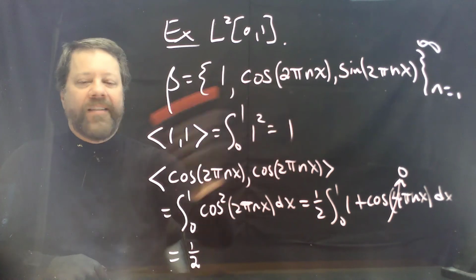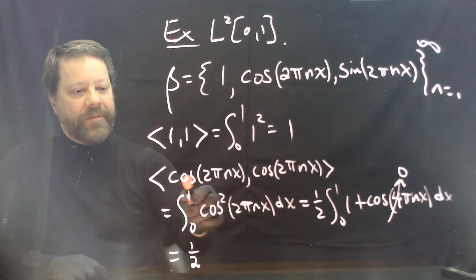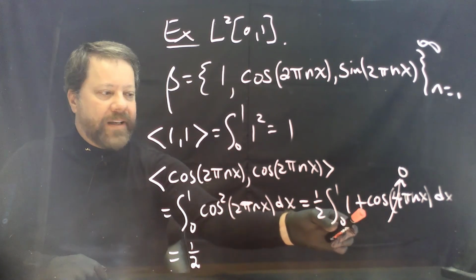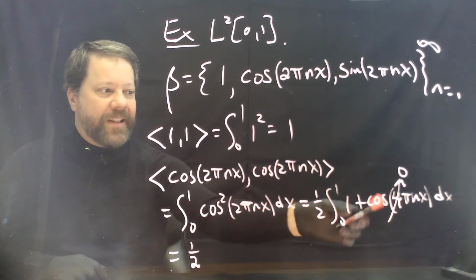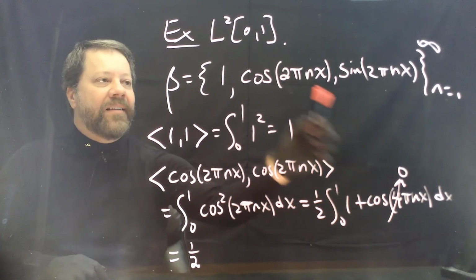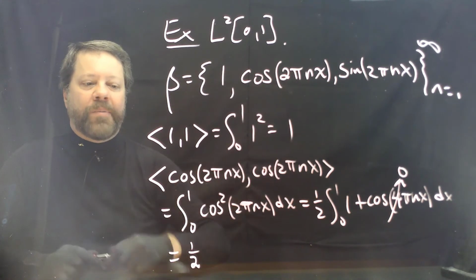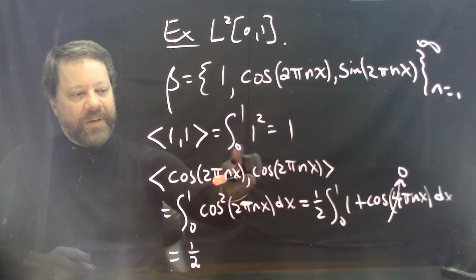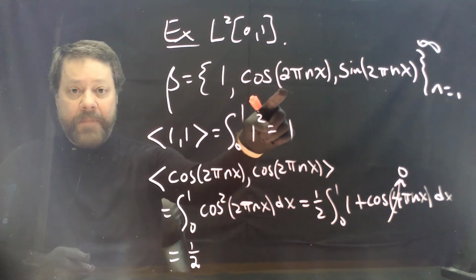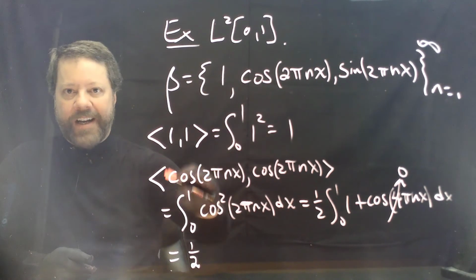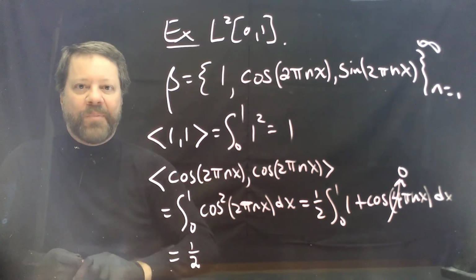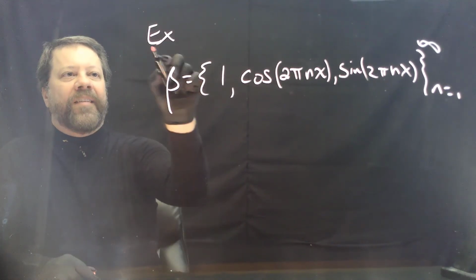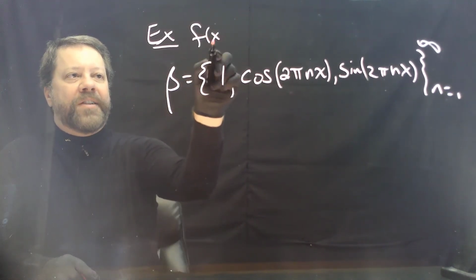For sine, the only thing that differs, if you put the sine and sine here, you'll have sine squared. The only thing that differs is you get a minus here, but that term integrates to 0 anyway. So both of these will have inner product with themselves of 1/2. So when we have that denominator, inner product of en with en, we'll be dividing by 1/2, same thing as multiplying by 2.